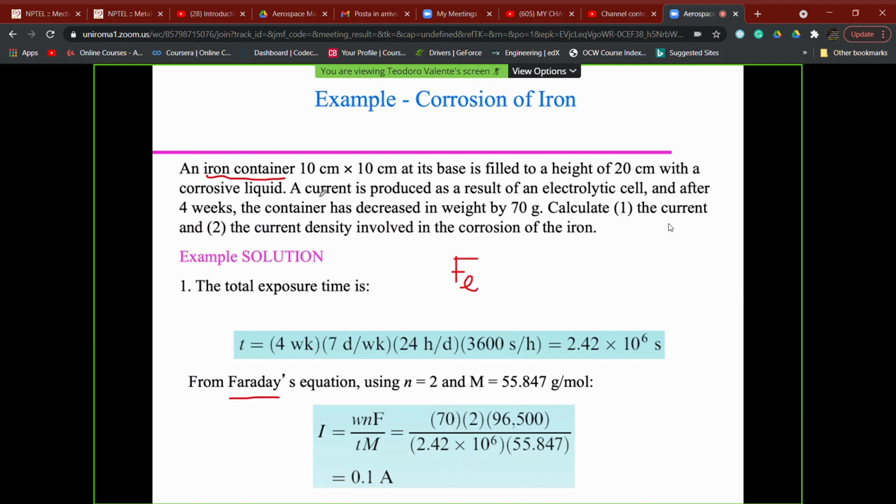So let's have an iron container having a square base with this size, 10 centimeters by 10 centimeters. And let's make the hypothesis that this container is filled to a height of 20 centimeters with a liquid which is corrosive, for example, an acid-based condensed phase.